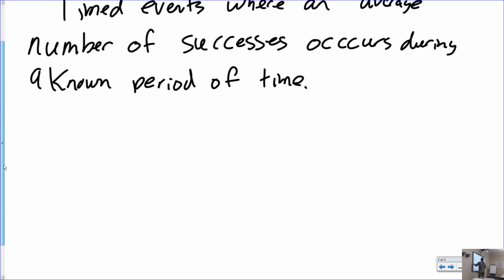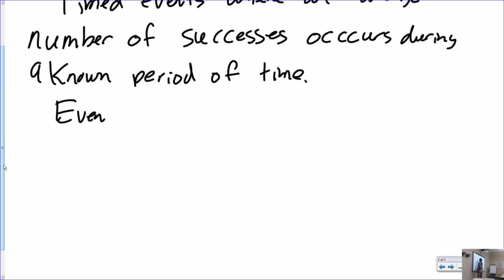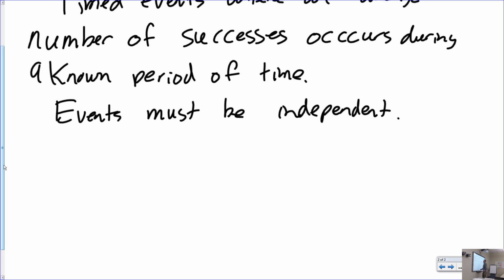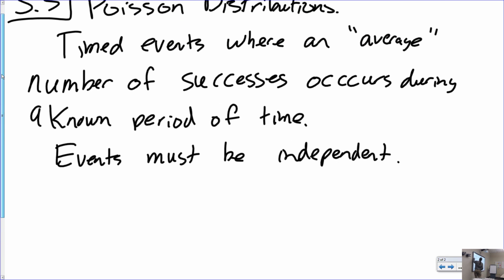The kicker to this is that events have to be independent. In other words, how you perform on the first timed event should not change what's going to happen in the second timed event. So the events that are occurring are completely independent, okay? Independence is sort of a big deal when it comes to statistics, so we'll be focusing on that on a regular basis. All right?